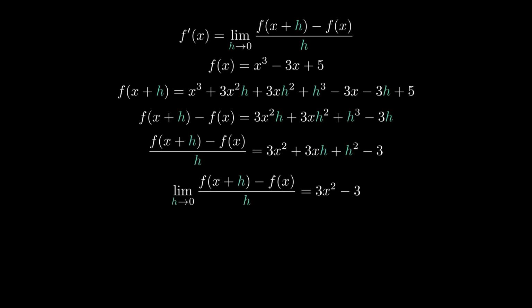And actually, now that we've evaluated our limit, this tells us what f prime of x is. So for our final answer for the derivative, we can say that f prime of x of this function is 3x squared minus 3. And that's it.